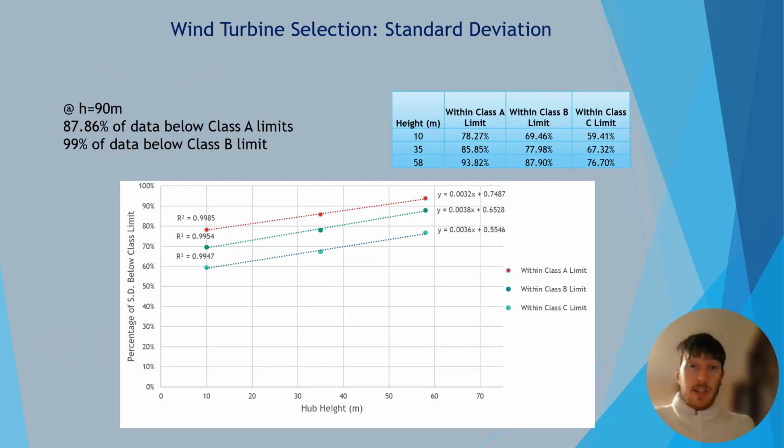I ended up rerunning that function for different heights in Python. I manually filled out this table then, and just out of curiosity, I plotted it. And there looked to be a linear relationship between the hub height and the percentage of the standard deviation below the class limits for each of the limits. It had an R squared value of over 0.99. So I've made an assumption here that extrapolating these relationships here up to a hub height of 90 meters is valid. Using that then, I predicted that 99% of the data will be below the class B limit.